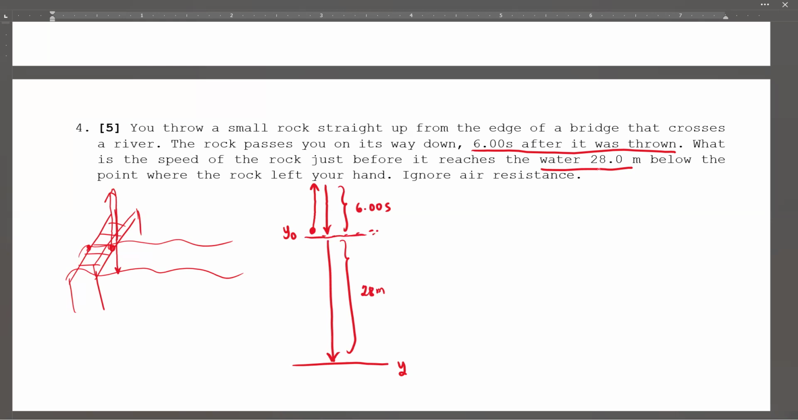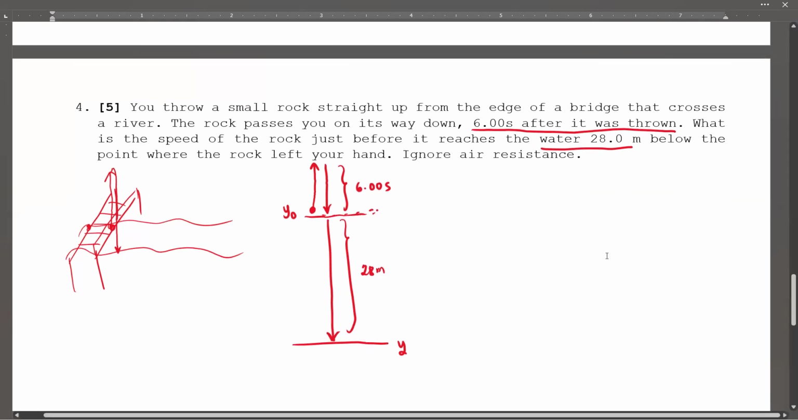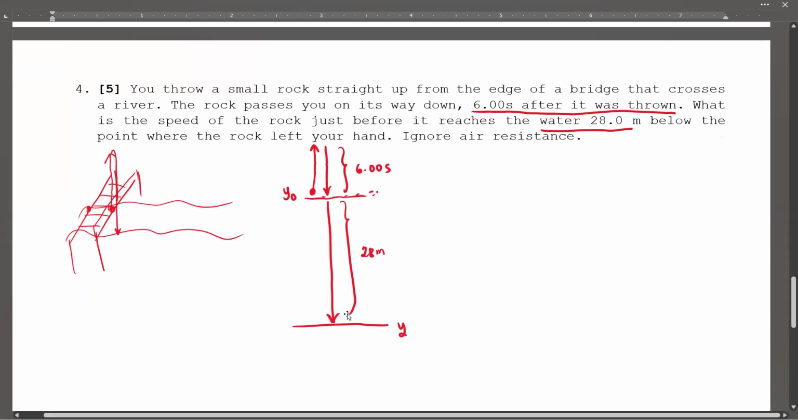Ignore air resistance. So, what is its speed before it reaches the water? We are looking for Vy here. Okay? Which equations have Vy? Equation 1, equation 2, equation 4, right?